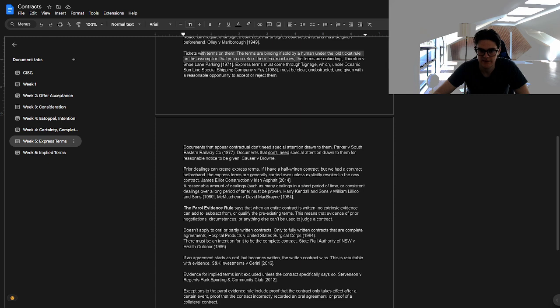Tickets with terms on them, yeah. I'll summarize this quickly and easily. When you go to a parking lot, if a human is selling you the ticket and the ticket has terms on it, then the terms are binding under the assumption that you can just return the ticket. If it's a machine, then any terms on the ticket are not enforced, because you read the terms after you bought the ticket. If you do want them to be enforced, then there must be signage that is clear, structured, and given with a reasonable opportunity to accept or reject them, right?